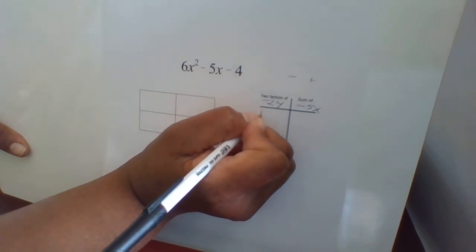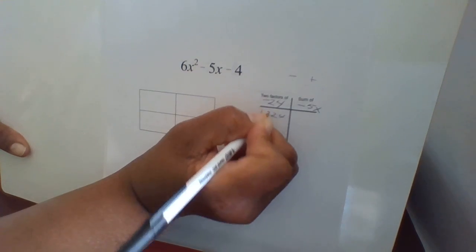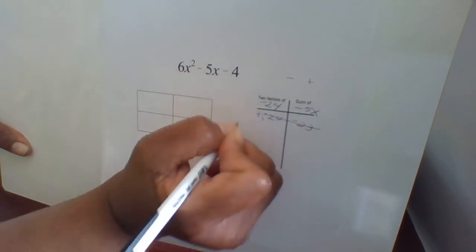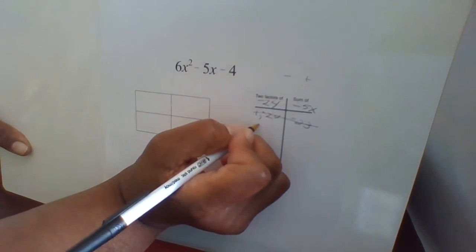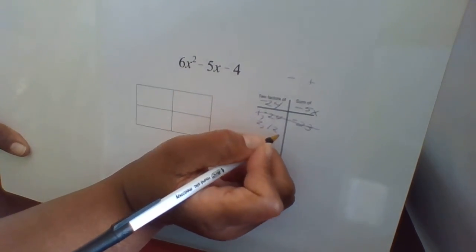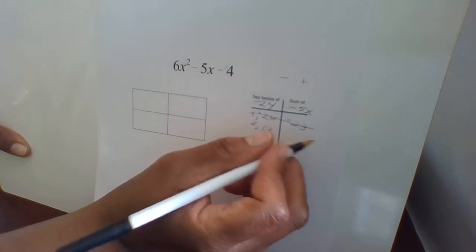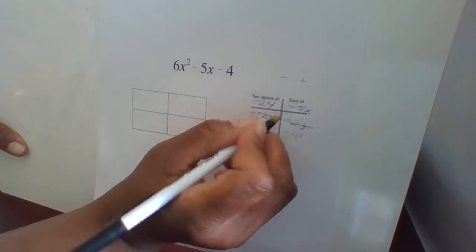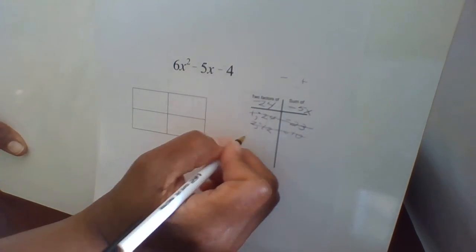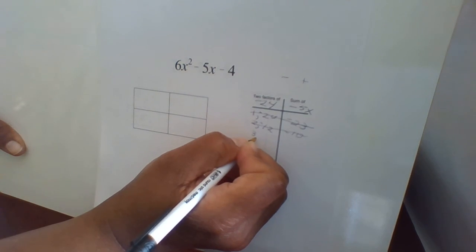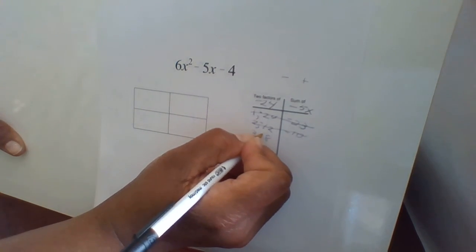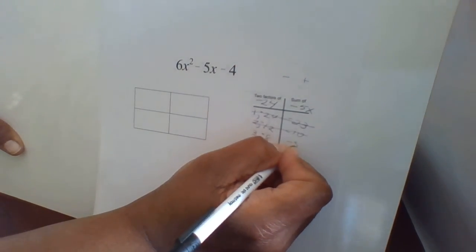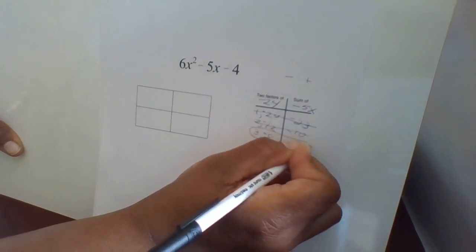So go through the factors. 1 and 24 would be negative 24. That gives me negative 23 as a sum, but I need a negative 5x. 2 and 12. If I have 2 and 12, 12 would be negative. That gives me negative 10. I need a negative 5x. 3 and 8. 8 will have to be negative. 3 plus negative 8 is negative 5. There are my two factors.